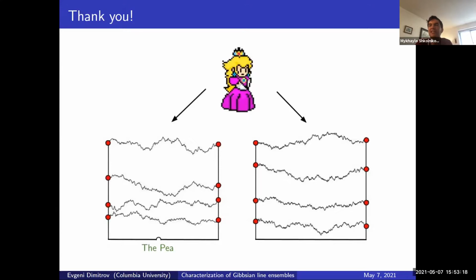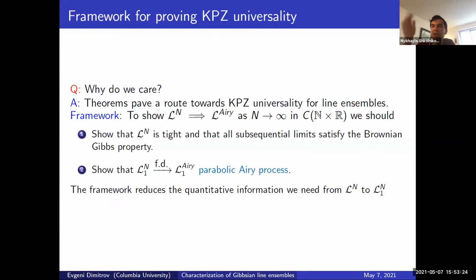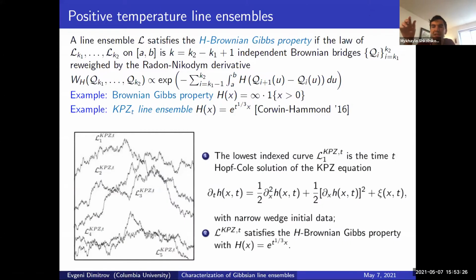So maybe I'll ask a good question. You mentioned in the KPZ line ensemble, you have this nice property that the top curve solves the KPZ equation. In the parabolic Airy ensemble, is there a nice description of the top curve that one can use together with your results to get this convergence?